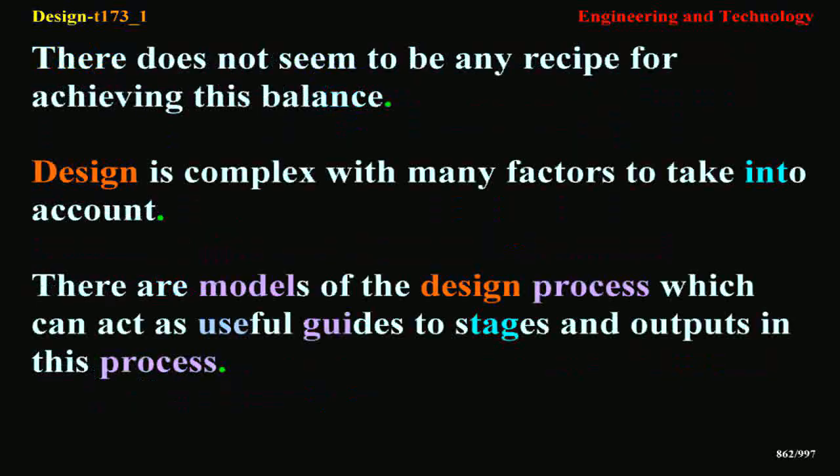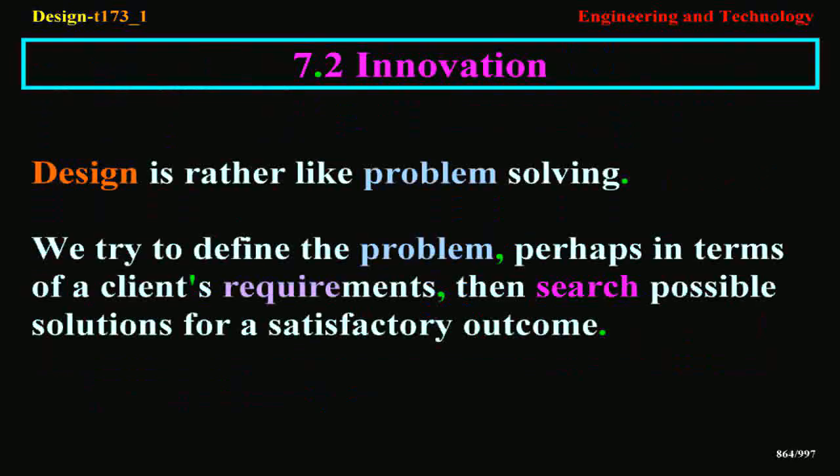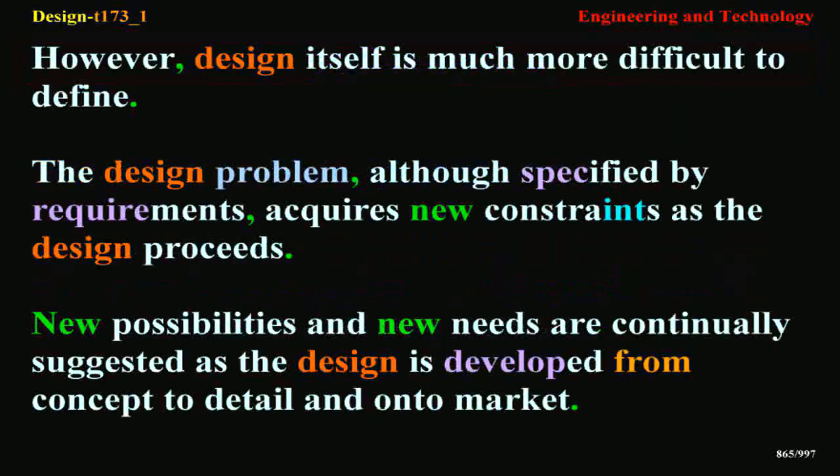There does not seem to be any recipe for achieving this balance. Design is complex with many factors to take into account. There are models of the design process which can act as useful guides to stages and outputs in this process, but they will not tell you how to design a particular thing. 7.2. Innovation. Design is rather like problem solving. We try to define the problem, perhaps in terms of a client's requirements, then search possible solutions for a satisfactory outcome. However, design itself is much more difficult to define.